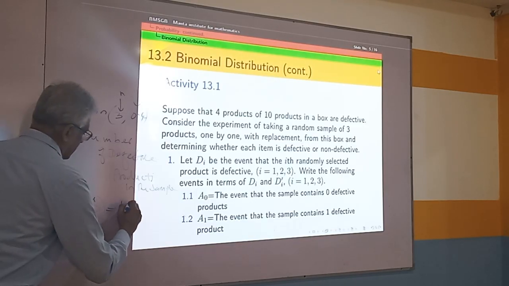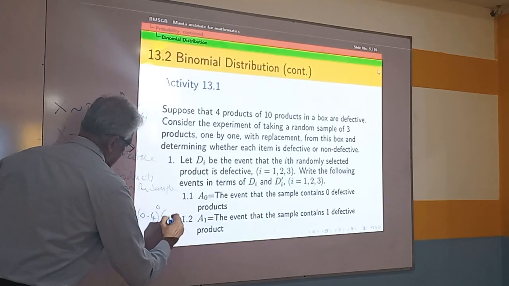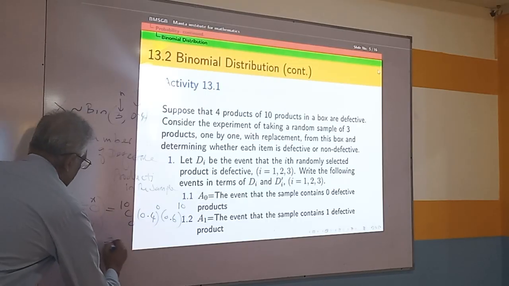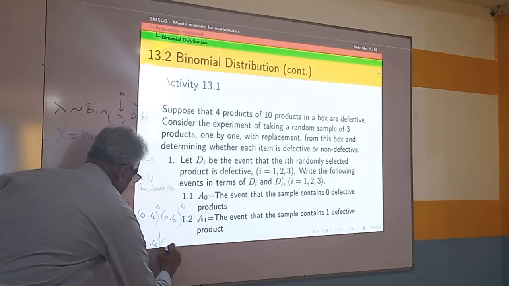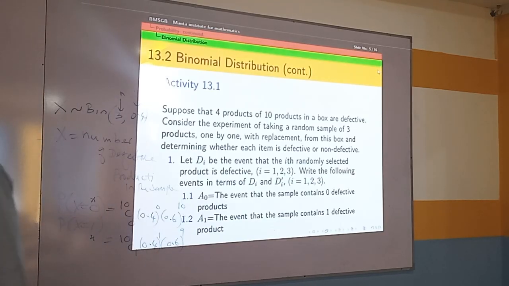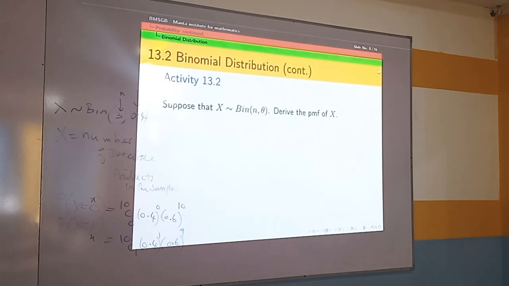So this is 10C0, 0.4 to the power 0, 0.6 to the power 10. If you apply the formula here, 10C1, 0.4 to the power 1, 0.6 to the power 9. So like that you can get any probability. That's a good thing, using the same formula. Okay, so derivation we have already done.